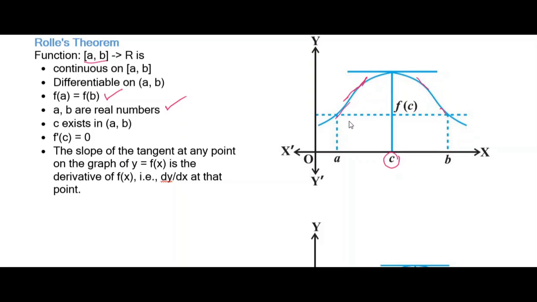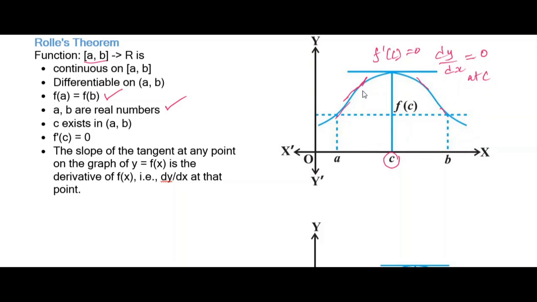Now, when you consider at C, that slope is 0 because dy by dx here, it is parallel to the x-axis. So there is no slope. It means f dash C is equal to 0. What do you mean by that? That is, the slope is 0. dy by dx is equal to 0, where at C. It means it is constant.